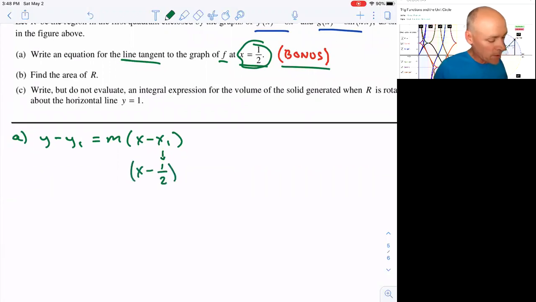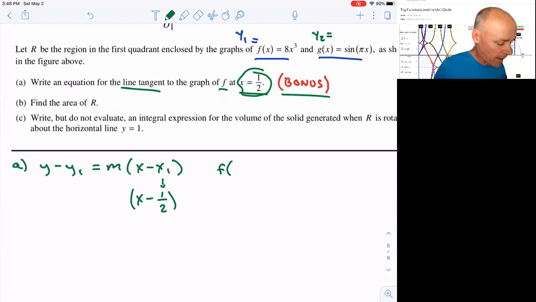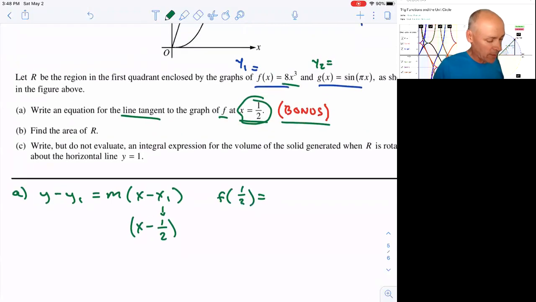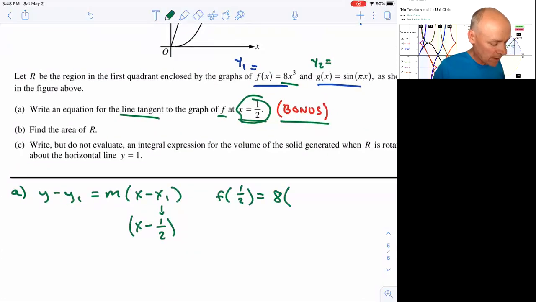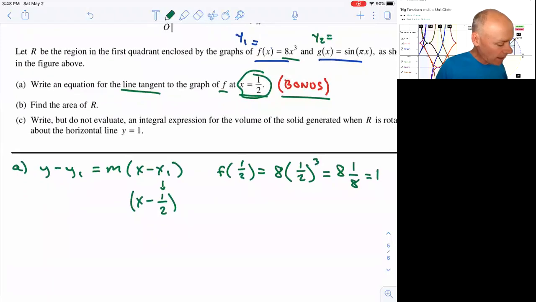I need the corresponding y value, so I need to figure out what f is at 1/2. I'm just putting in 1/2 for my x and working that out. Well, 1/2 cubed is 1/8. 8 times 1/8 is equal to 1. So that means my y value over here is equal to 1. So I get y minus 1 is equal to, okay, how do I get the m?